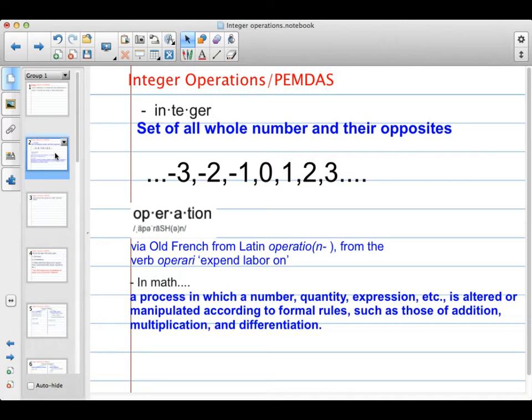And the word operation, this is an old French/Latin word from the verb operare, which means to expend labor on. So we're going to expend labor on, or do some things to, some different integers and numbers. So in math, an operation is a process in which a number, quantity, or expression is altered or manipulated according to formal rules, such as the rules of addition, multiplication, and differentiation. We're going to talk about those integer operations today.